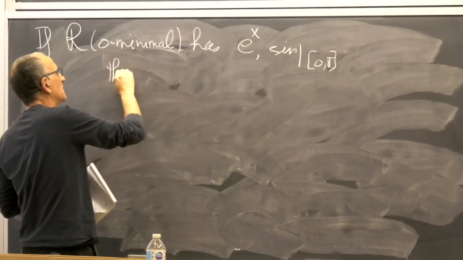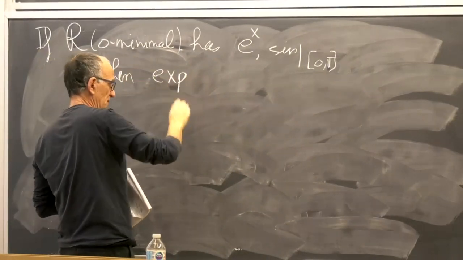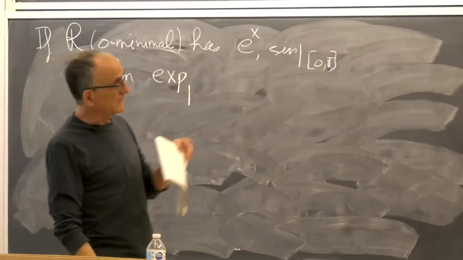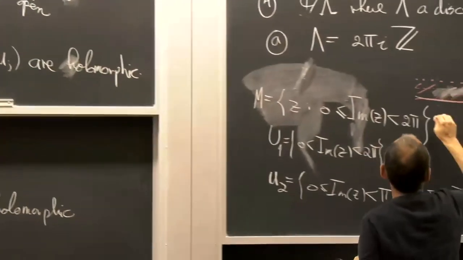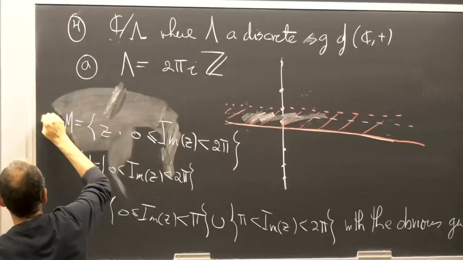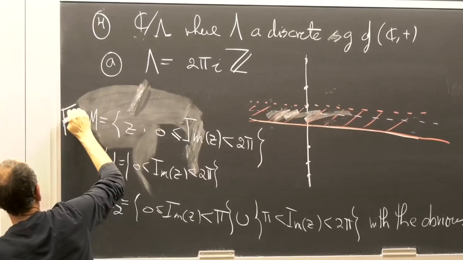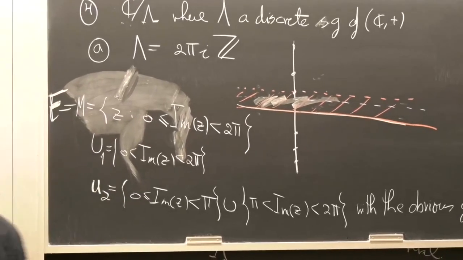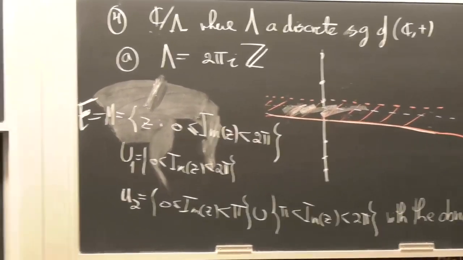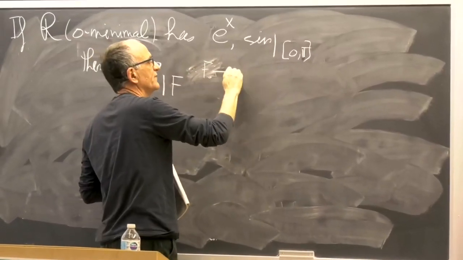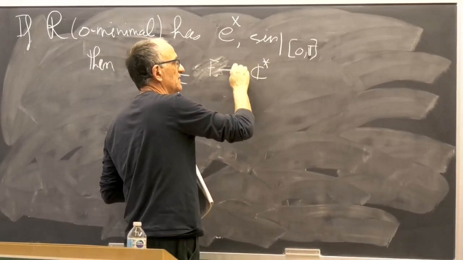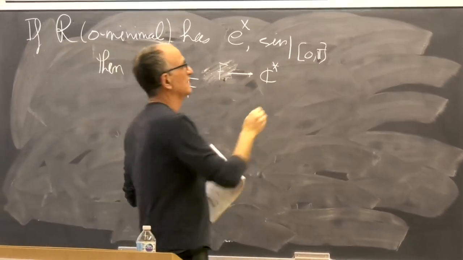Then exp restricted to the fundamental set. Well, I should have called it M. Maybe I should call it something else, because it's also a fundamental set. So let's use F here for fundamental sets. We're going to have more. Exp restricted to F, from F to C star, is actually a bijection.